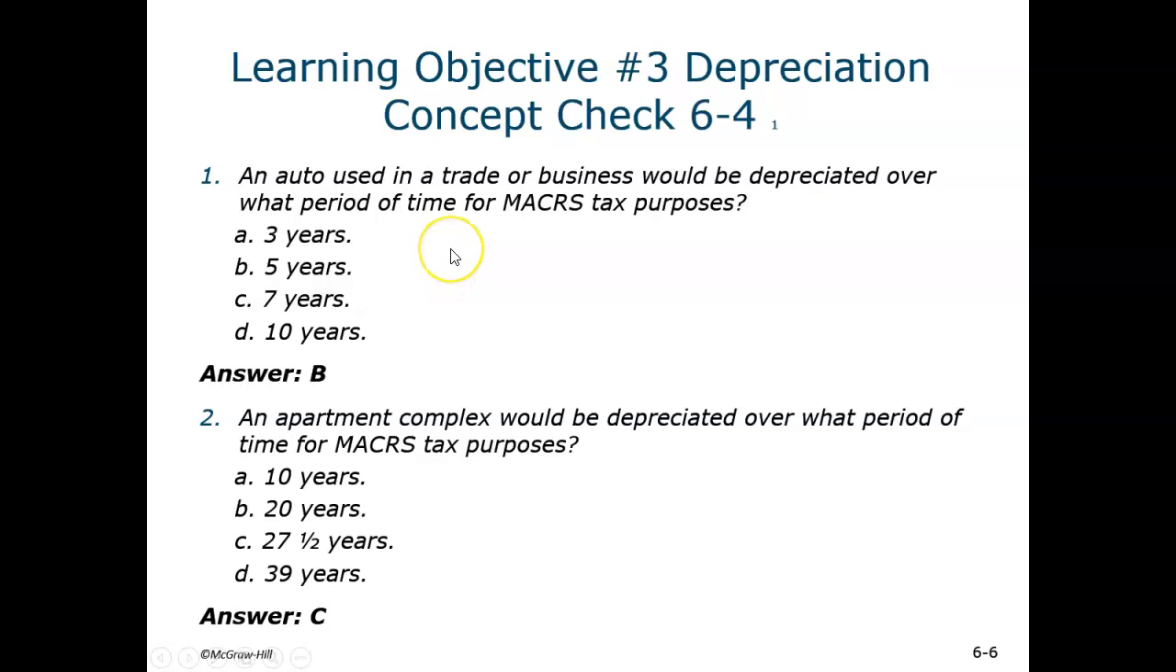So it says over here, an auto used in trade or business would be depreciated over what period of time for MACRS tax purposes? Well, the answer is B, 5 years. And in the second one, it goes, an apartment complex would be depreciated over what period of time for MACRS tax purposes? The answer is C, right? Why? Because that's residential real estate. Now, let's go back to these keywords over here, MACRS. That stands for Modified Accelerated Cost Recovery System, all right? And that simply is the way that we describe depreciation for tax purposes.